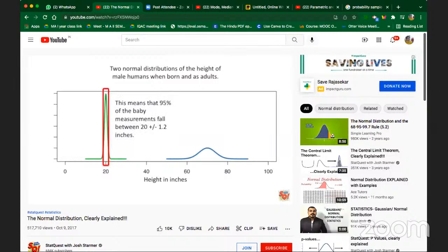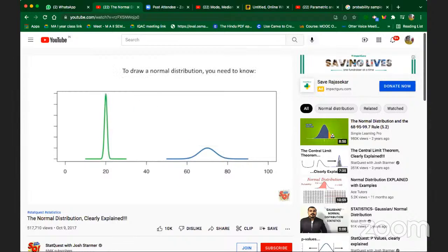So the mean is important and the standard deviation is important to know whether your distribution is normal or not. If your distribution is normal, then you can go for a parametric study. If your distribution is not normal, then you go for a non-parametric study.